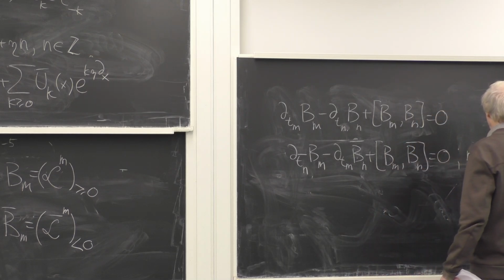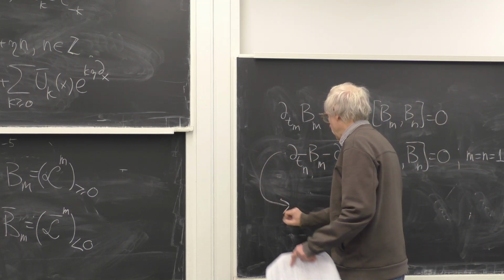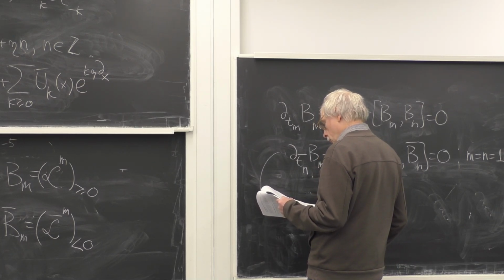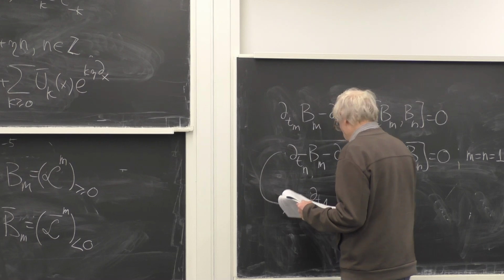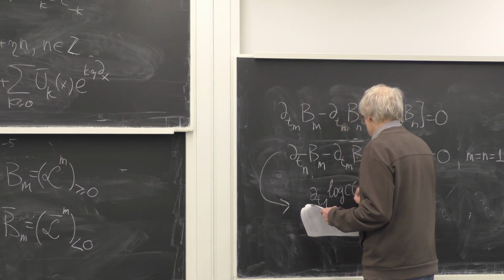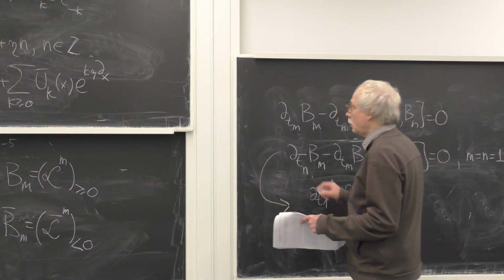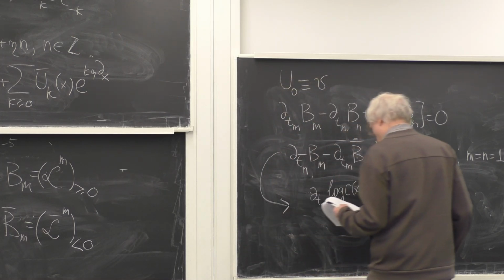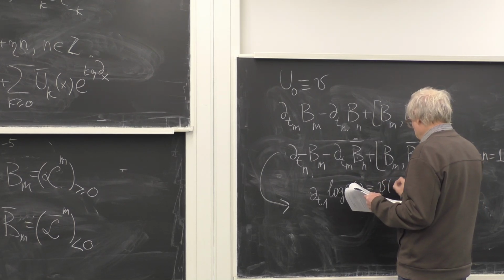And when m and n are equal to 1, then from this equation you get a system of the following form. Let me denote U naught by V. Then the system is as follows.